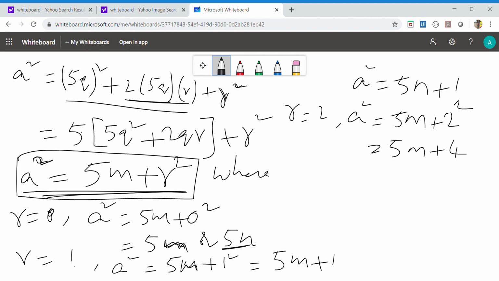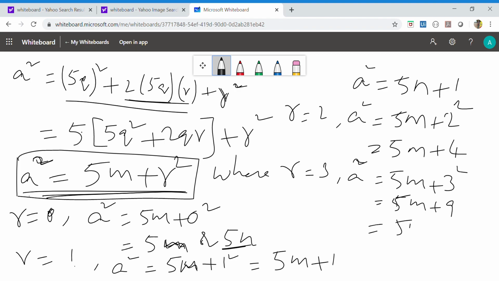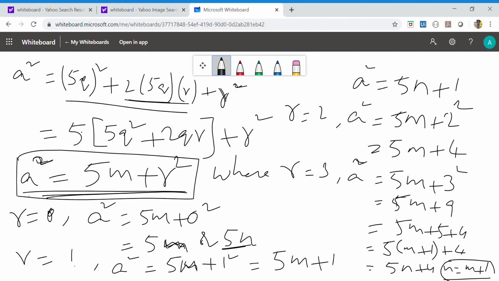So you will get 5m plus 4. Next, r is equal to 3. So a square is equal to 5m plus 3 square. 3 square is 9, so 5m plus 9. 9 can be written as 5 plus 4, as a multiple of 5 plus remainder. So 5 of (m plus 1) plus 4, which can be written as 5n plus 4, where n is equal to m plus 1.